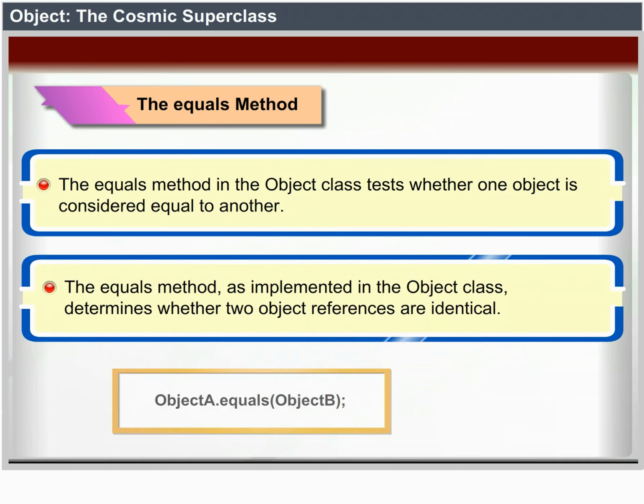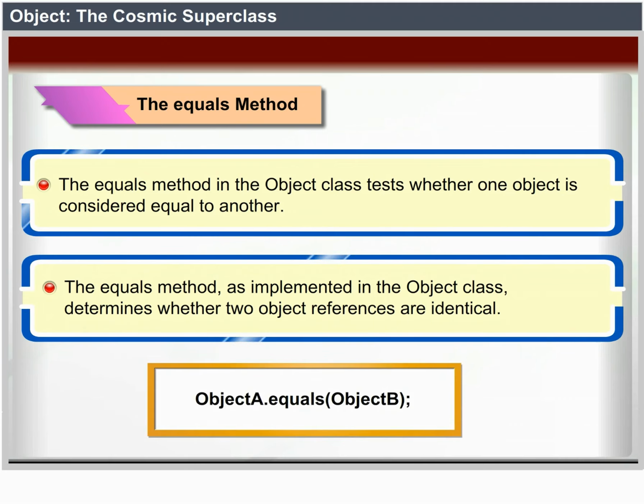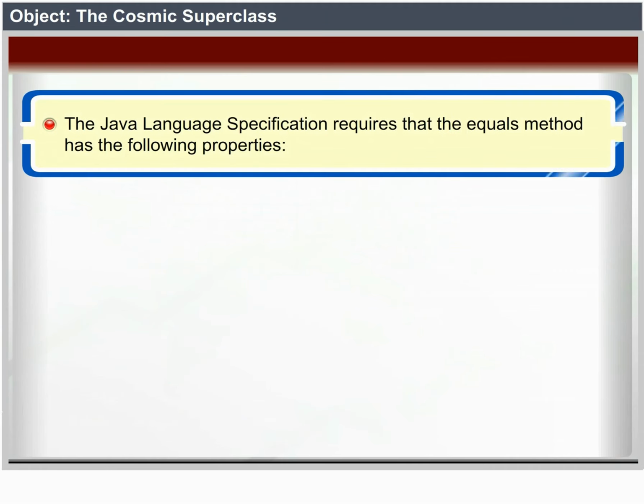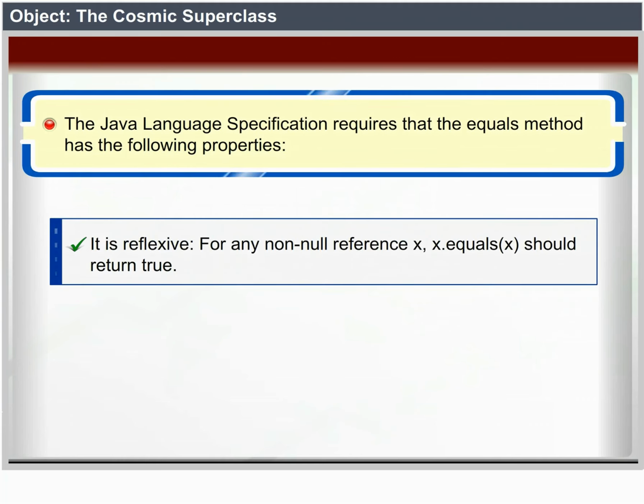The equals method, as implemented in the Object class, determines whether two object references are identical: a.equals(b). The Java language specification requires that the equals method has the following properties. It is reflexive. For any non-null reference x, x.equals(x) should return true.